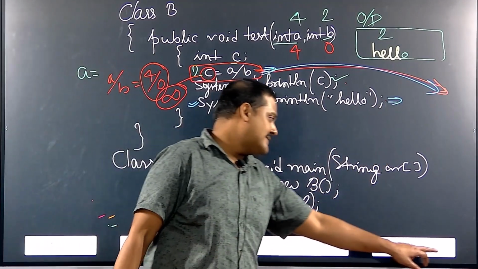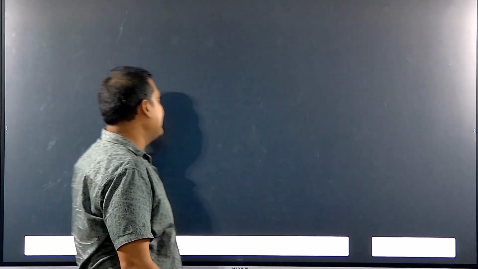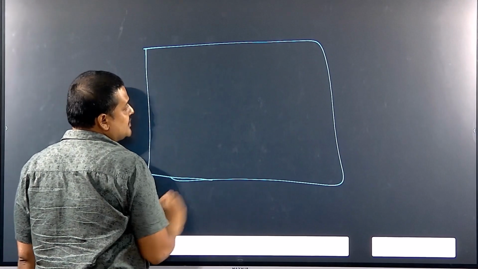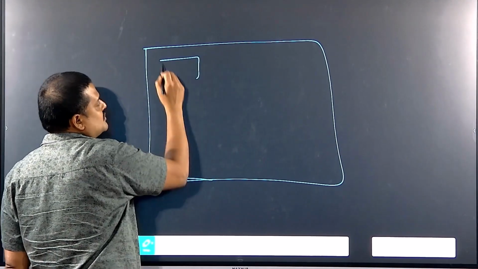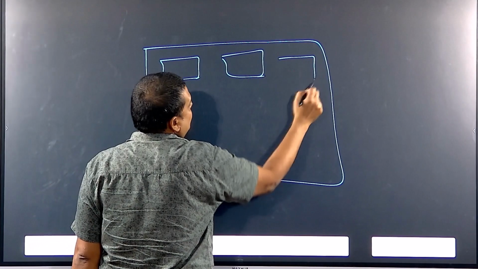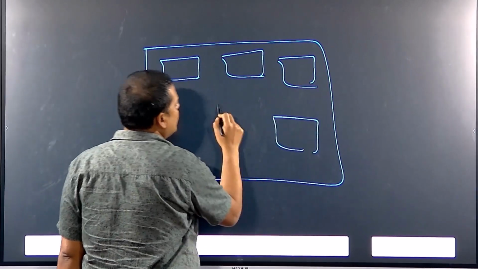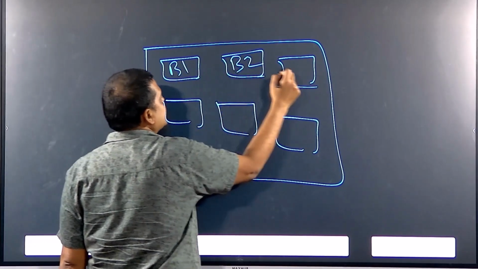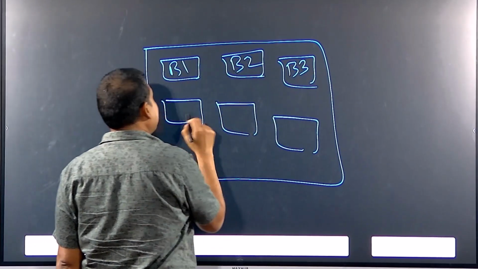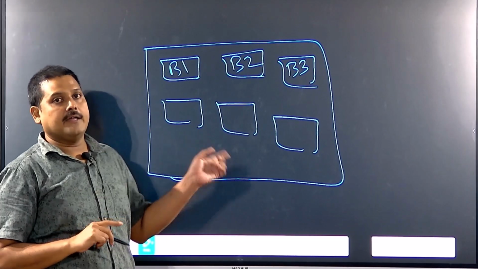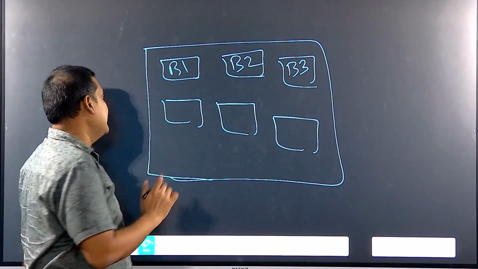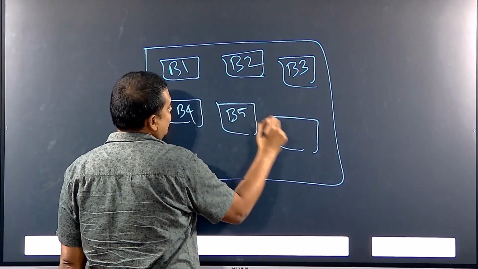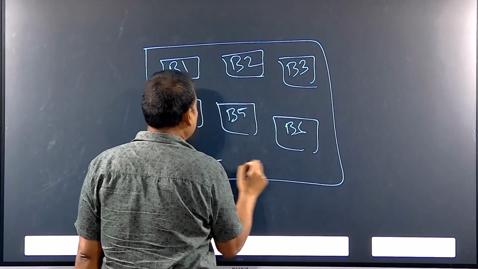This is like the scenario. Say for example, this is some organization, an institute. These are the different classrooms. Think about the scenario: this is batch 1, batch 2, batch 3, and different teachers are assigned to different classes. So this is V4, V5, V6 and so on. So many classes are there.